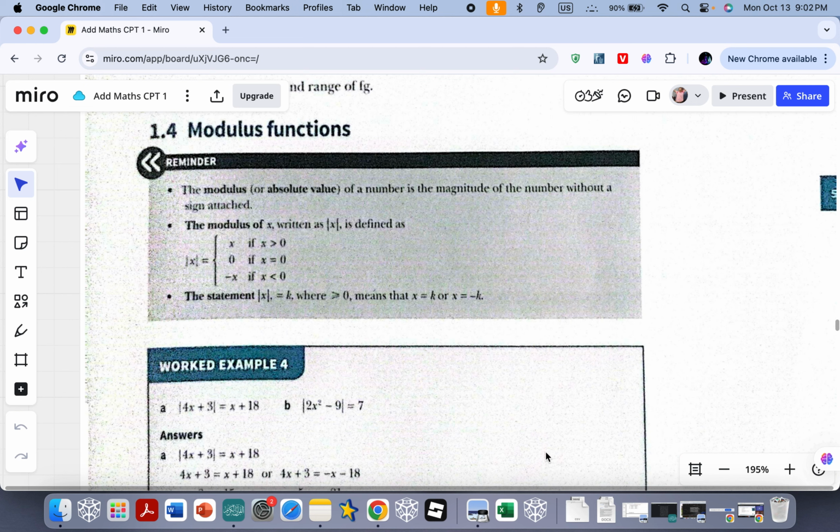Looking at additional maths chapter 1, functions. This is part 2 of the video. If you've not watched our part 1, please go back and take a look at chapter 1. Today we're looking at 1.4, 1.5, 1.6. We'll be looking at the first one, 1.4, which is the modulus of a function.